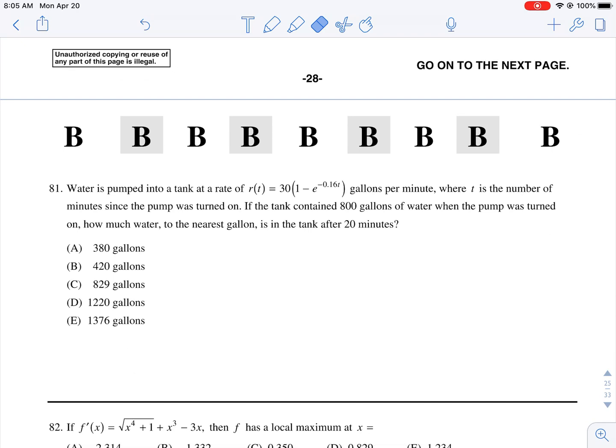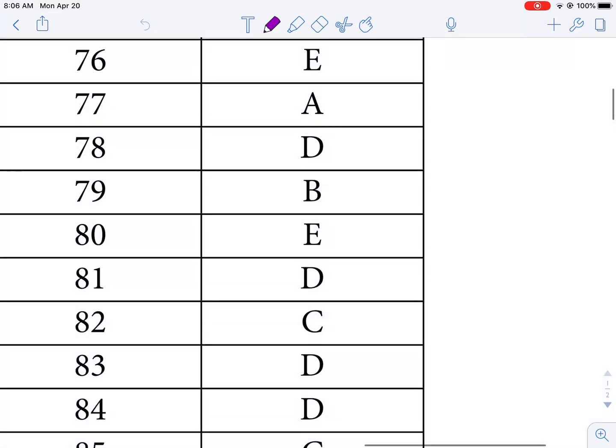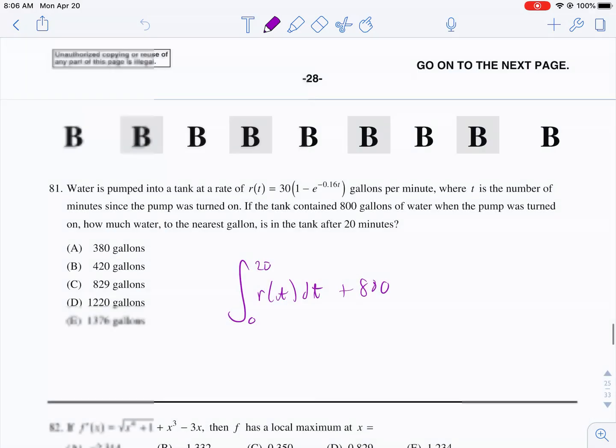Water is pumped into a tank. We know how much water is in the tank to begin with. We've got 800 gallons right here. How much water, to the nearest gallon, is in the tank after 20 minutes? This should just be the integral of r of t dt from 0 to 20, and then add your initial amount, 800. Okay, you can just math 9 that. So as long as you type that correctly, you should get D.